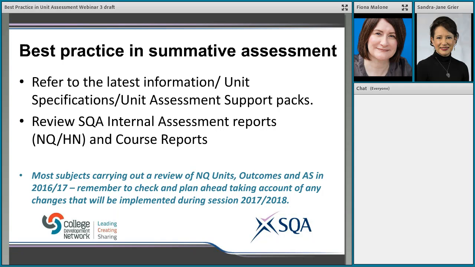And for those of you who aren't fully aware of this, please also be aware that most subjects will be carrying out a review of NQ unit outcomes and assessment standards during this year, and to keep abreast of any changes for implementation during session 2017-18.